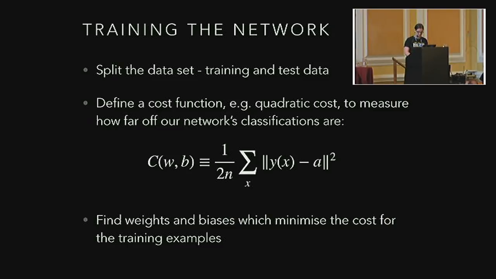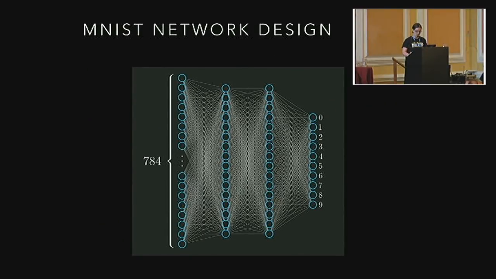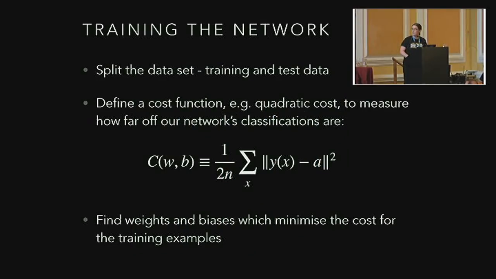So y of x here is what our network should have predicted. If we go back, say it should have been a 4, we'd want the activation output of that 4 neuron to be 1 and all the others to be 0. We'd have that as a vector. A is the vector of activation outputs I actually got. This cost function is going to be a function of all our weights and biases, and we want to find those such that we minimize this cost function.